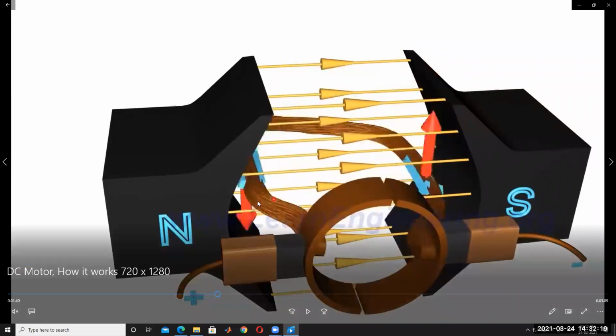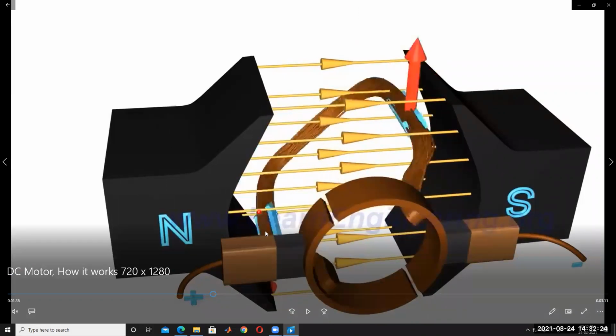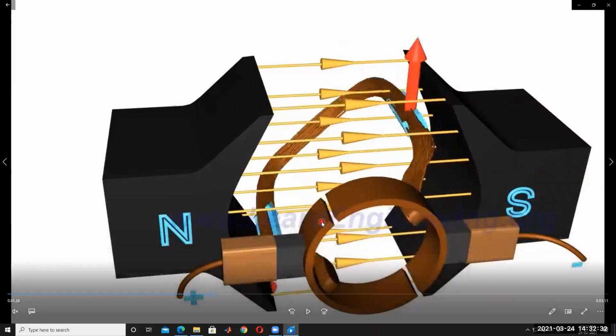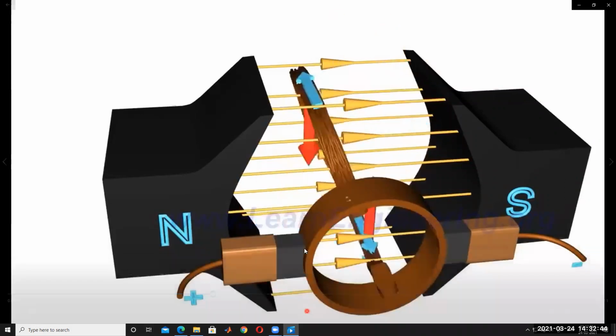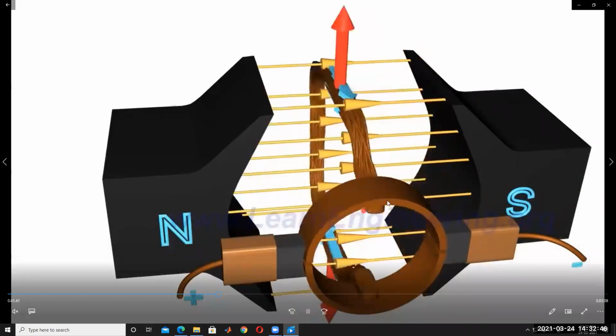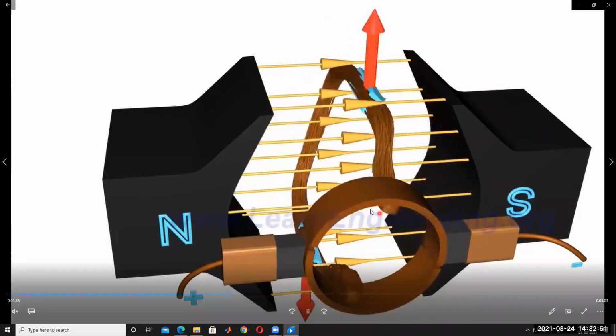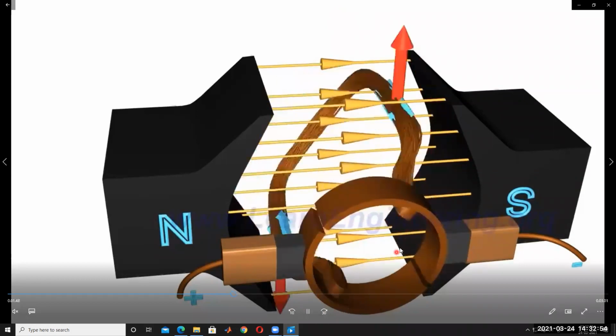If you are using only two conductors, this one conductor and this conductor, there are some vibrations in the rotation. If you want to reduce that vibration, for smoother operation of the rotor, we have to use a larger number of conductors, by increasing the slots and by increasing the commutator segments.